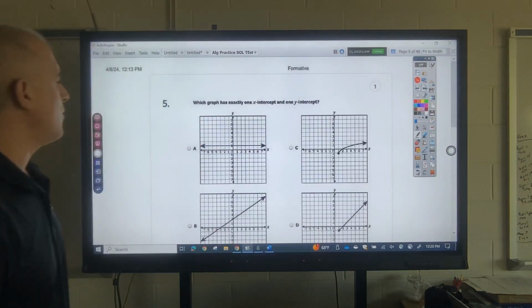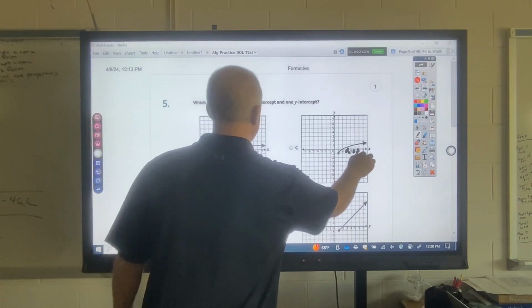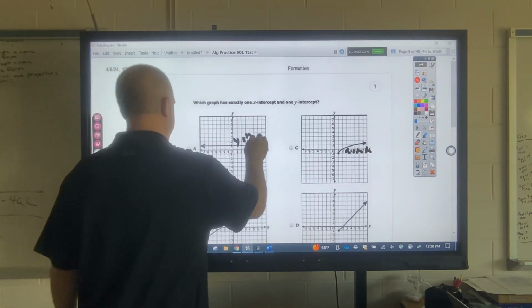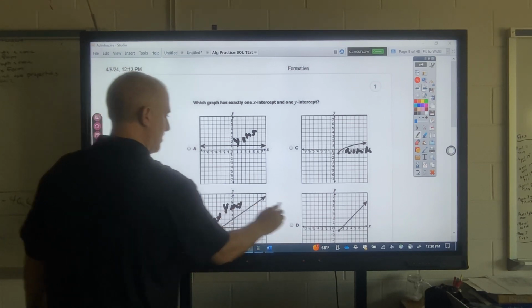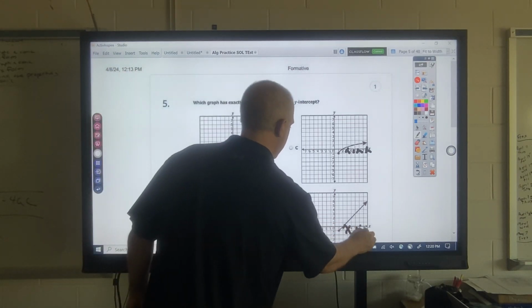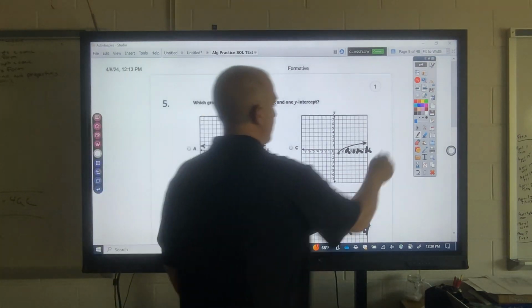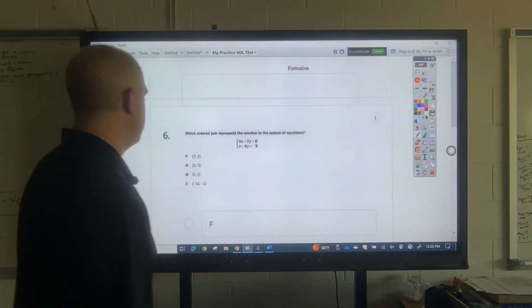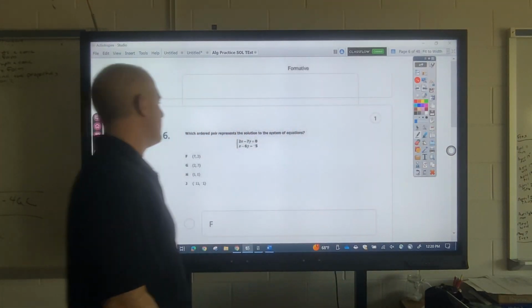Question 5, 1 x-intercept, 1 y-intercept. This is just an x-intercept. This is just a y-intercept. This is an x-intercept and a y-intercept. This is just an x-intercept. So they want 1 x, 1 y. That would be that letter, B. So that's 5. Go on to question 6.